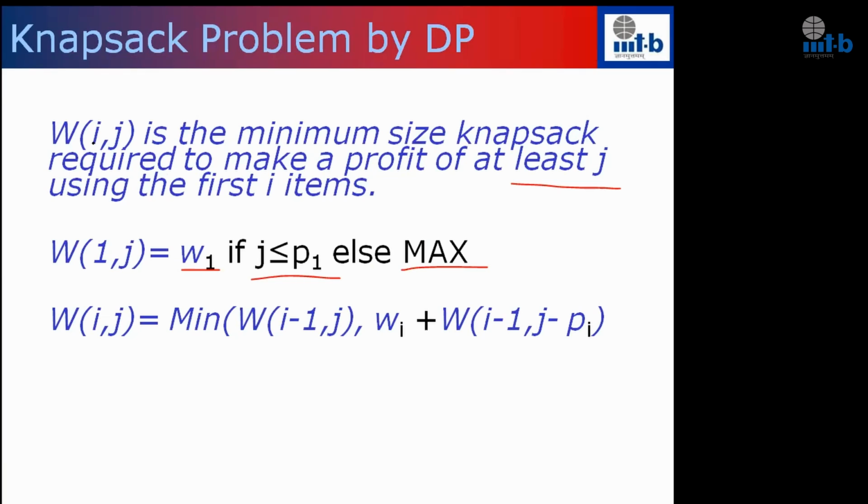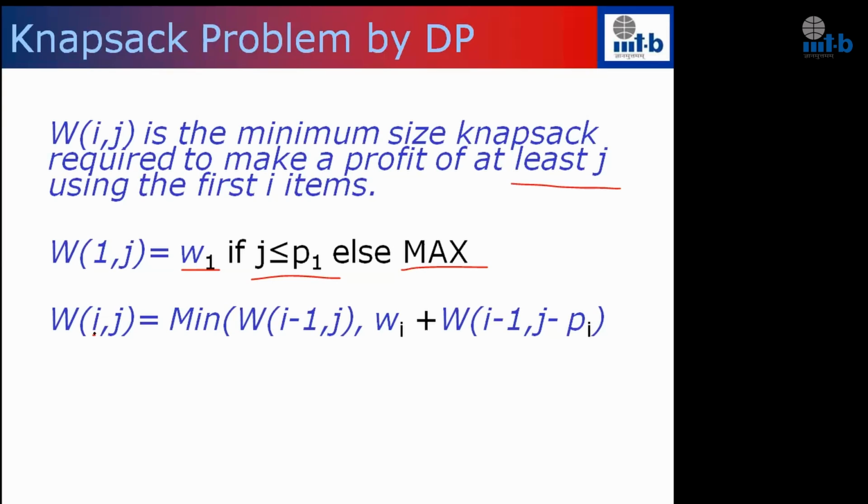So now once I know how to solve the problem for one, I will inductively try to solve the problem for any general I. When you're given the ith item, there are two things that I can do. One is that I pick the ith item, or I don't pick the ith item. I'll explore these two options and pick the one which is best for me.